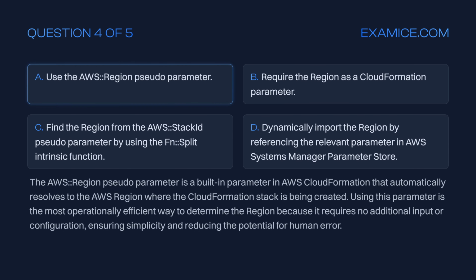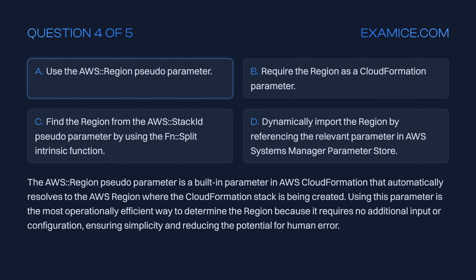The answer is option A. The AWS::Region pseudo-parameter is a built-in parameter in AWS CloudFormation that automatically resolves to the AWS region where the CloudFormation stack is being created. Using this parameter is the most operationally efficient way to determine the region because it requires no additional input or configuration, ensuring simplicity and reducing the potential for human error.